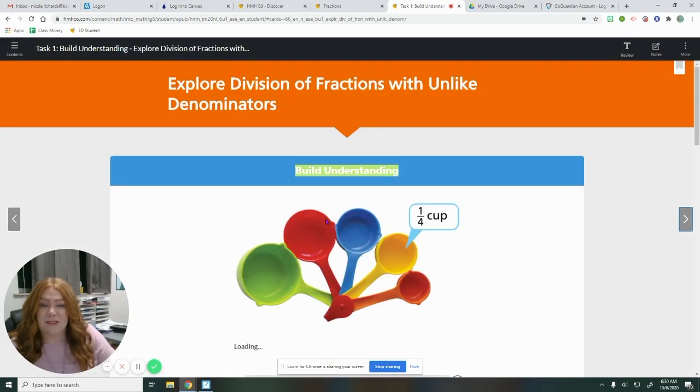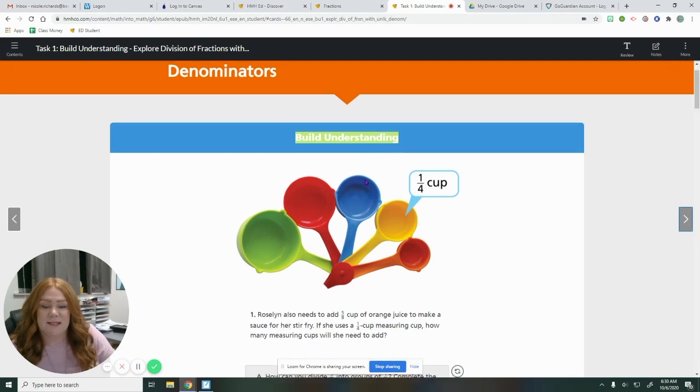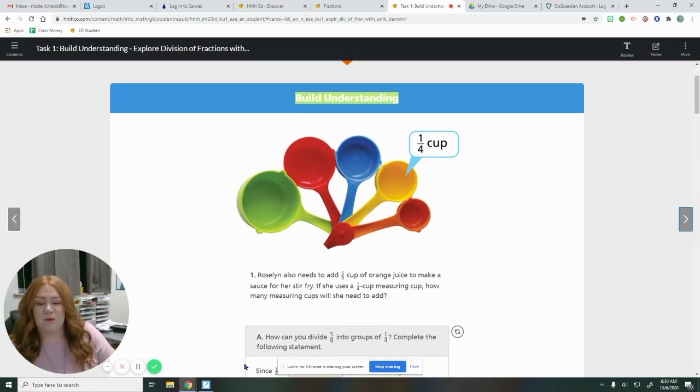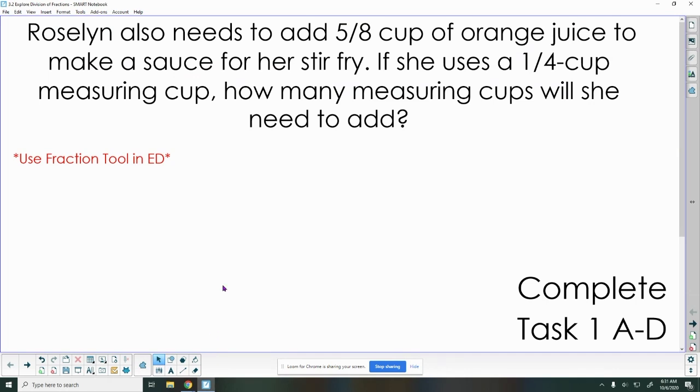Okay, so we're going to go on to task 1. So make sure you're on Ed with me. So we are going to think about this problem before we even look at any of the answers. So Rosalind also needs to add 5/8 cups of orange juice to make a sauce for her stir fry. If she uses a 1/4 cup measuring cup, how many measuring cups will she need to add?